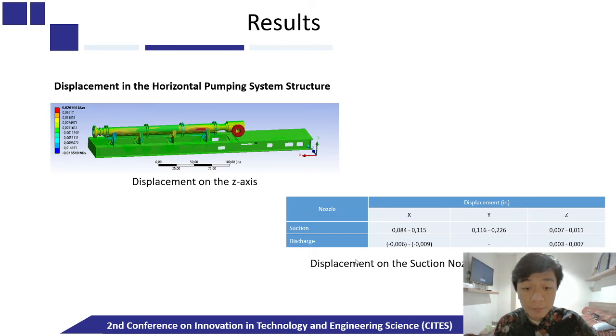Very large displacement occurs because the load increase exceeds the allowable load on the horizontal pumping system structure. The amount of displacement at its nozzle can be seen in the following table. Based on the results, the suction nozzle had a very large displacement, so it was necessary to make improvements to the side of the pump that was close to the suction nozzle.